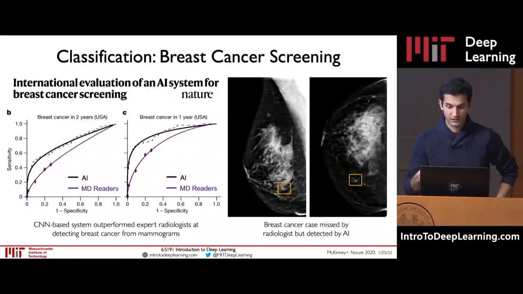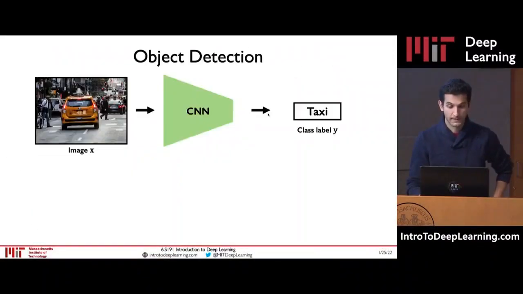So in the case of classification, there's a significant impact right now in medicine and healthcare where deep learning models are being applied to the analysis of a whole host of different forms of medical imagery. Now, this paper was published on how a CNN could actually outperform human expert radiologists in detecting breast cancer directly from looking at mammogram images.